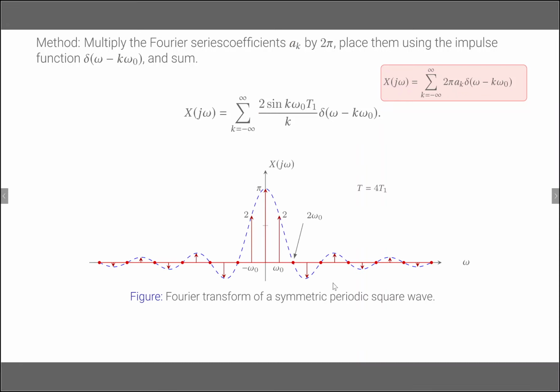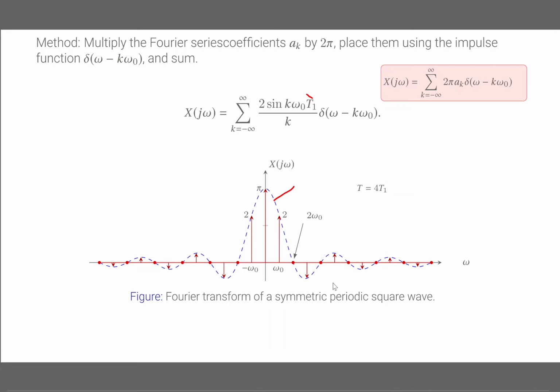Okay, so if you want to plot this, you will see the envelope is there because it's a sin(k) divided by k kind of expression, and then at each of these locations we will locate impulses. This is particularly for T equals 4 T1.